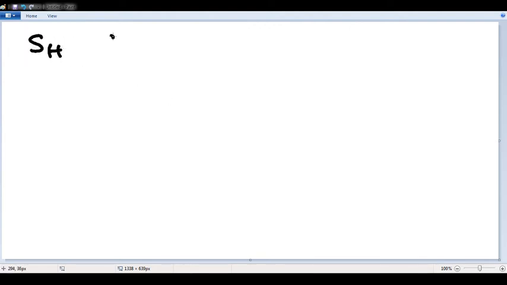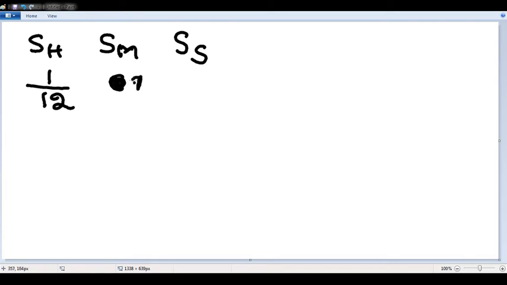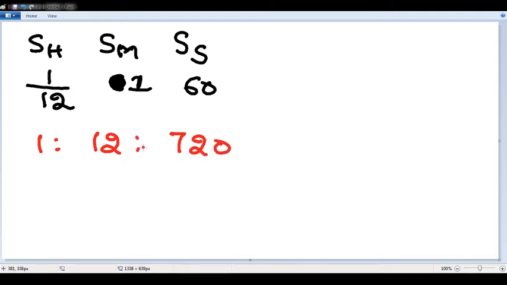Hour hand, minutes hand, seconds hand. 1 by 12, 61 and it is 60. We did this for the same direction. Now we will do all the things. So what is the ratio? 1 is to 12 is to 720.